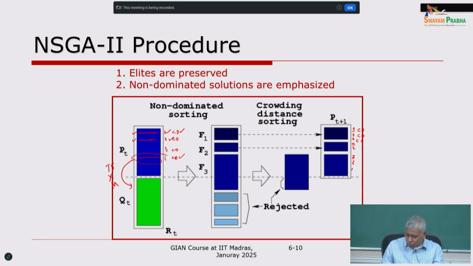Make sense? So all these members, if this is generation T, in T minus 1 I already had this thing created. I've already computed the class, because you see these are all class 1, these are class 2, these are class 3, and for each of them I've also computed the crowding distance. So these are already computed.